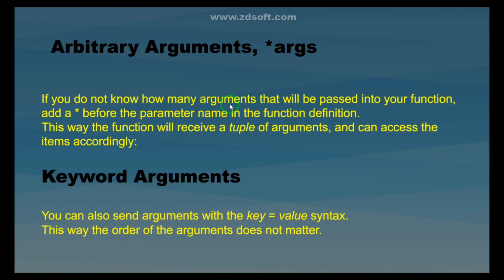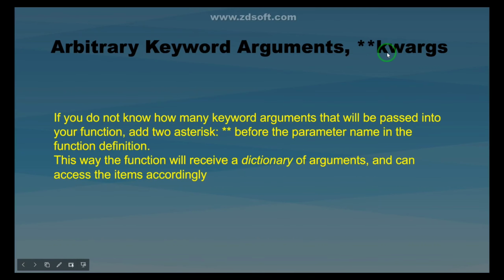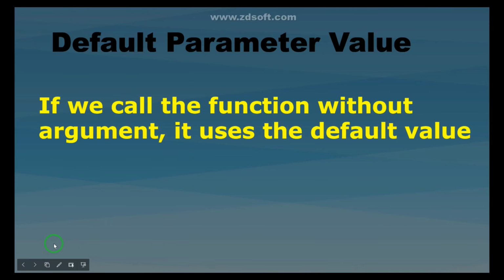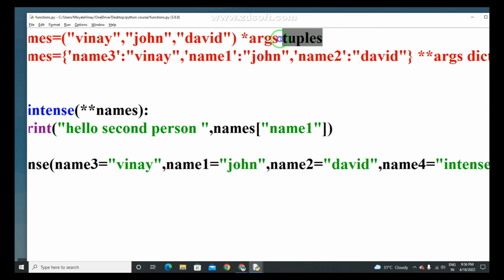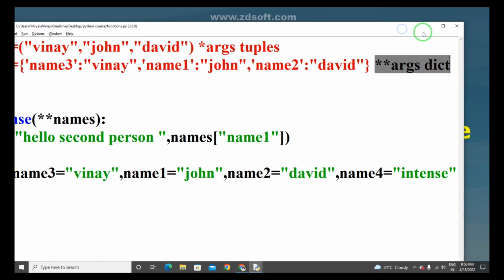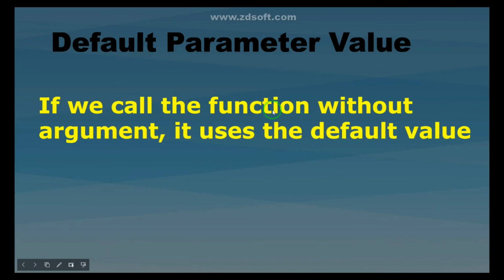So in that case, if you don't know how many arguments there will be, you can go for *args, or if the scenario involves keyword arguments, you can go for **kwargs. The main thing is that *args takes the values as a tuple, and **kwargs takes the values as a dictionary. So remember that one point: *args consists of tuple values and **kwargs takes values as a dictionary. That is the main thing to remember.